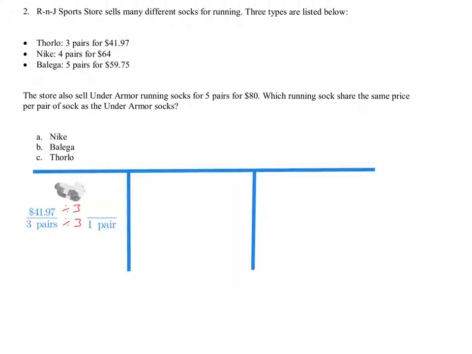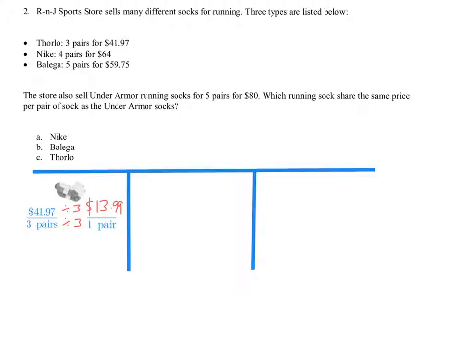Now this is one I can't do in my head, so I'm definitely going to be calling on a calculator for this. So let's put this into the calculator. So I'm going to do 41.97 divided by 3, and that gives me 13.99. So I can write that in here, and we know that the Thorlo socks cost $13.99 per 1 pair.